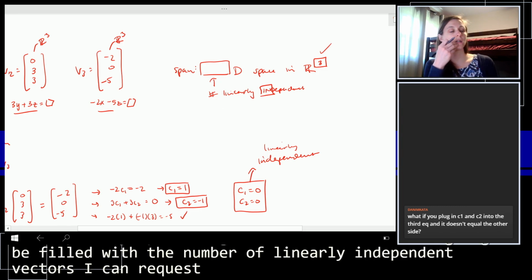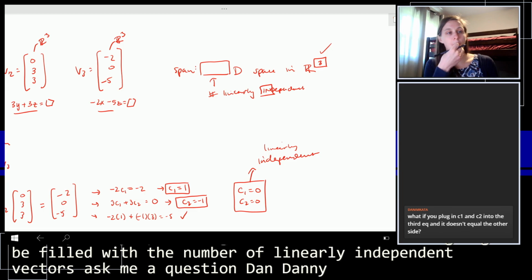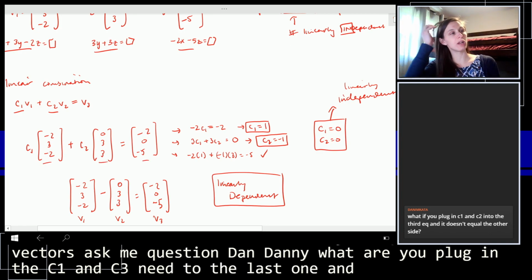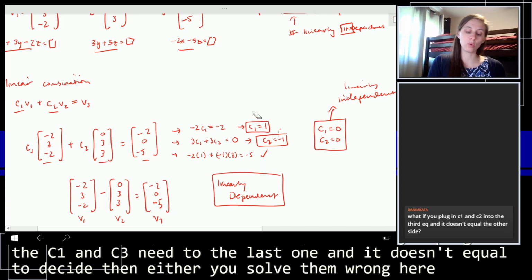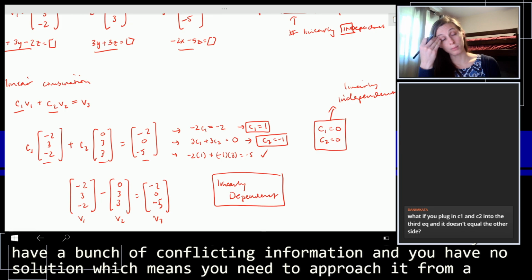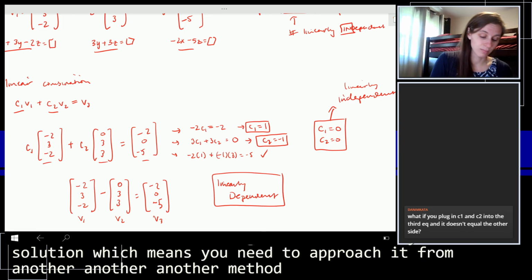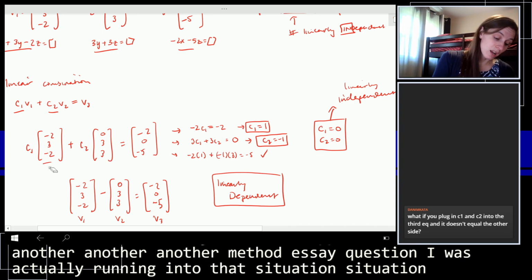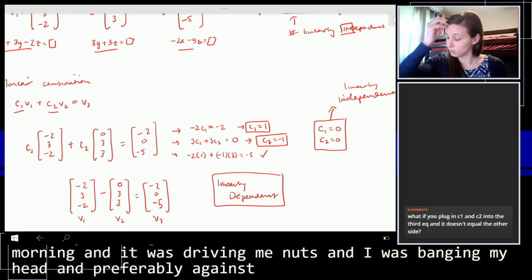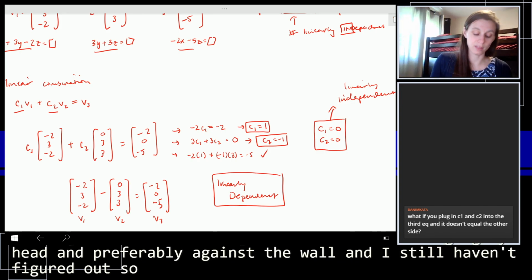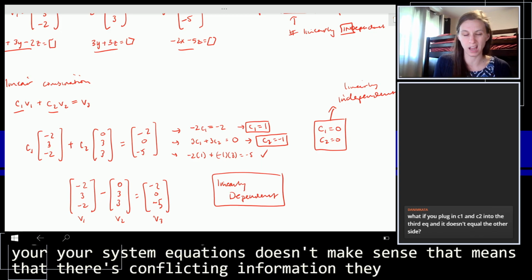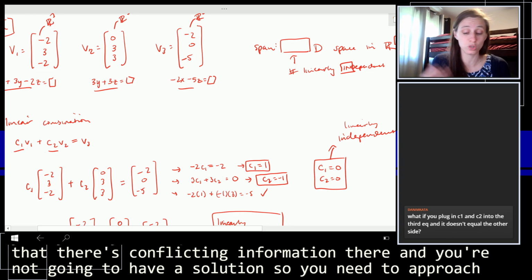That's a good question, Danny. What if you plug in C1 and C3 to this last one, and it doesn't equal the other side? Then either you solved them wrong here, or you have a bunch of conflicting information and you have no solution, which means you need to approach it from another method. I was actually running into that situation this morning, and it was driving me nuts. I was banging my head proverbially against the wall, and I still didn't figure it out. So if you ever run into a situation where your system of equations doesn't make sense, that means there's conflicting information there, and you're not going to have a solution. So you need to approach it from a different method, which we will talk about.